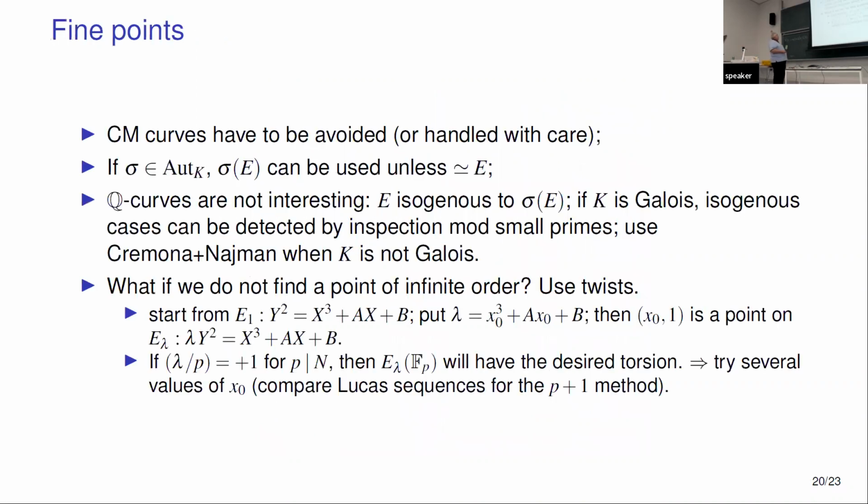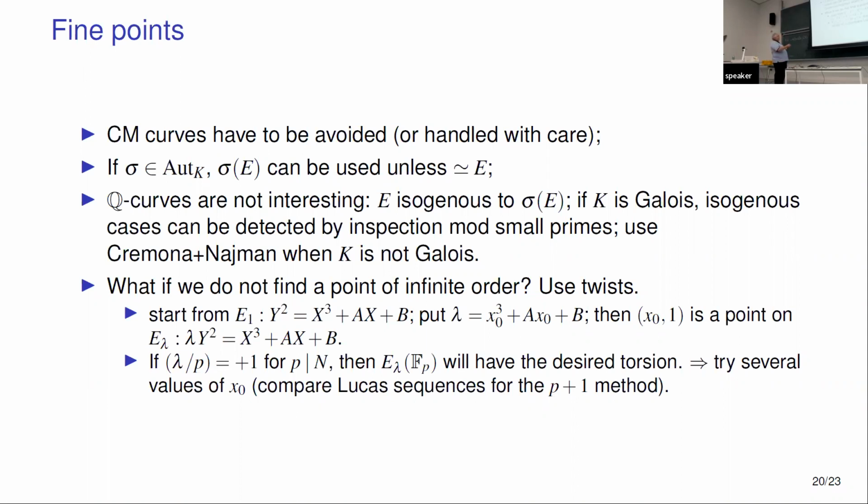So find points, but be careful: CM curves have to be avoided because their reduction properties are very special. You can try something like taking an automorphism sigma of K. Then if E has rank 1, it will be the case for sigma of E. It can be useful, except if E and sigma E are isomorphic or even isogenous.